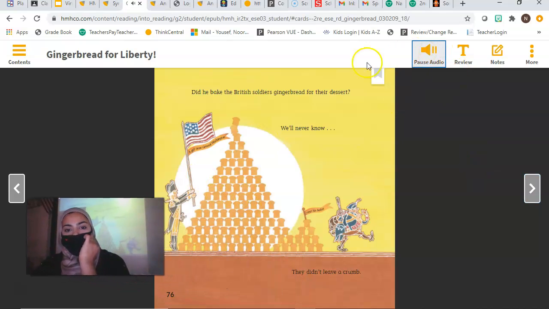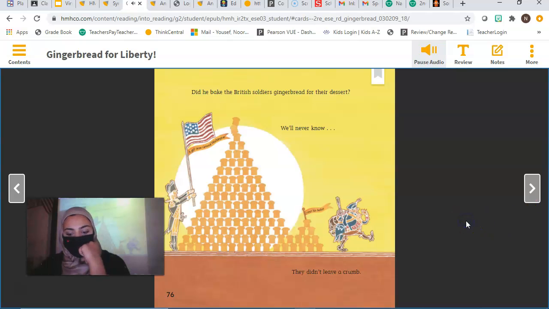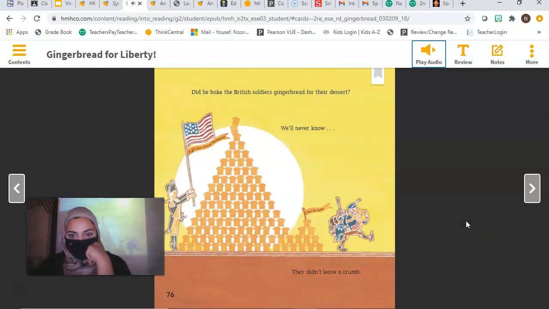Did he bake the British soldiers gingerbread for their dessert? We'll never know. They didn't leave a crumb. A gift from General Washington and his baker.